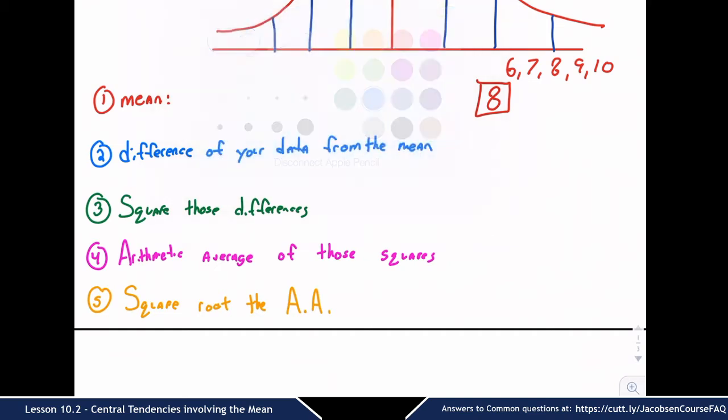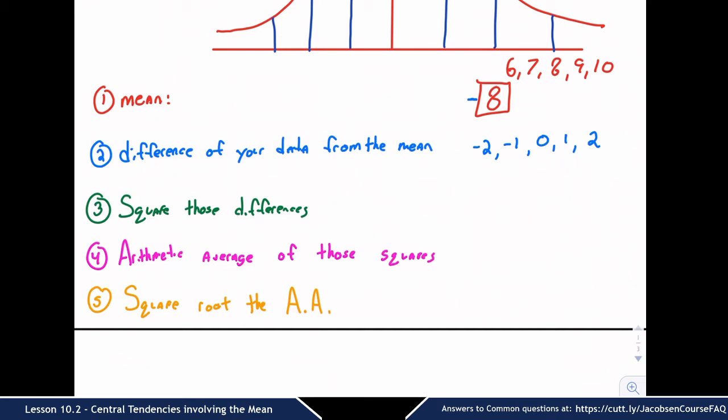For the second step, where we need to find the differences of the data from the mean, all we need to do is physically subtract 8 from each of our numbers. So if we do 6 minus 8, that will give us a negative 2. If we do 7 minus 8, gives us a negative 1. 8 minus 8 is 0. 9 minus 8 is 1. 10 minus 8 is 2.